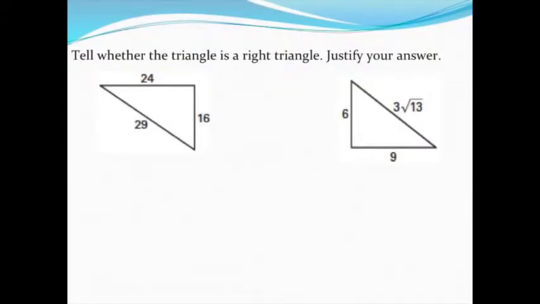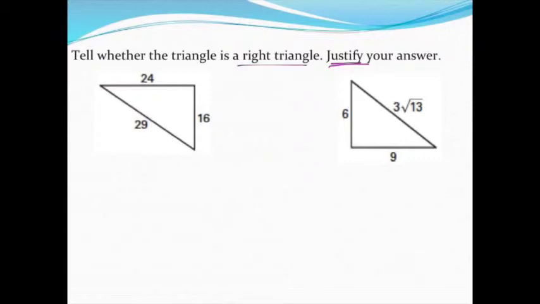Let's test and see if these two triangles are right triangles. Notice in the directions it says to justify our answer. We need to prove. We can't just say yes, it's right because it looks right, or no, it doesn't look right. We're not allowed to assume things in geometry, so we need to prove our answer. Our proof in this case is going to be the work.